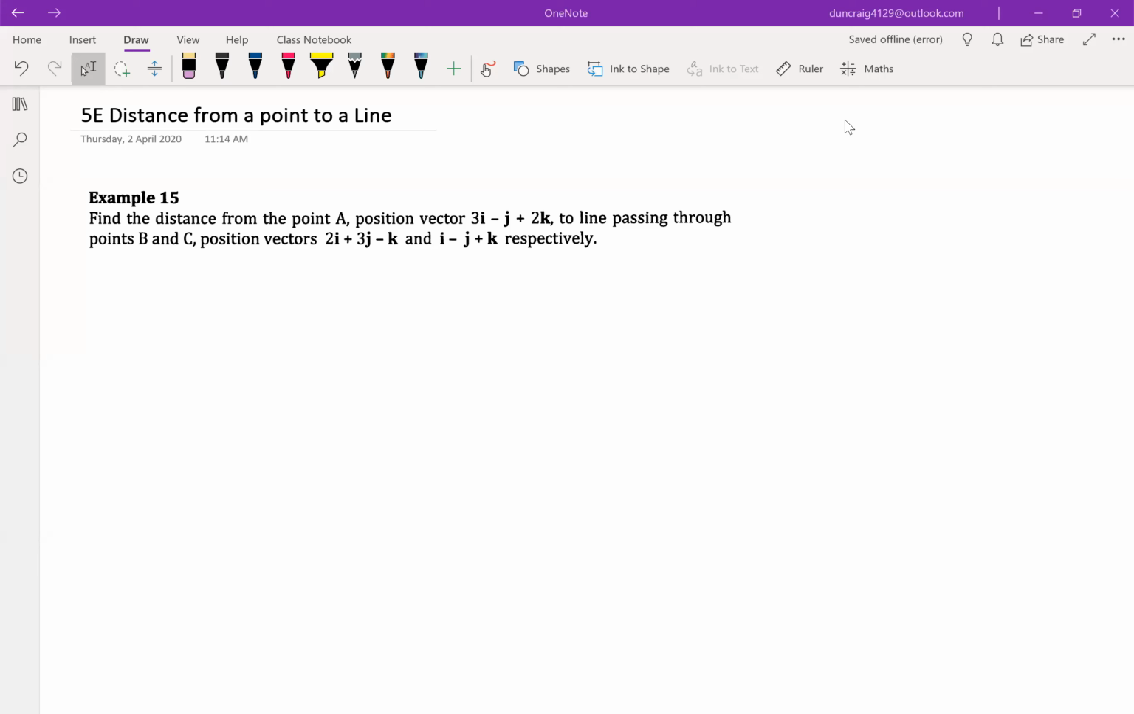Looking at the last topic here, 5e, distance from a point to a line. We're going to be doing this in 3D. I'm just going to jump straight to an example, which will sort of show us how to do this here.